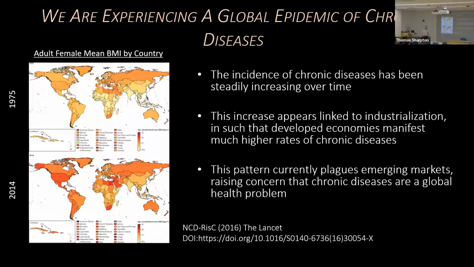Here you see body mass index, which is an indicator of obesity. But basically every single chronic disease is undergoing a similar temporal trajectory, where we start off back in the 70s in cooler colors across most of the globe, warmer colors in areas that have been subject to industrialization. And as market economies have come online, by 2014, we've seen the entire map redden. Body mass index has been increasing globally over time.